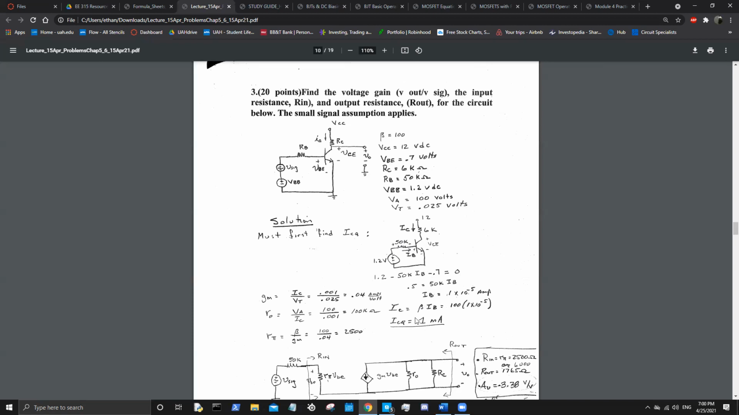And then he takes ICQ, or IC, and solves for gm, the ratio gm, and rho or r0. And then you can find r pi because you have this.